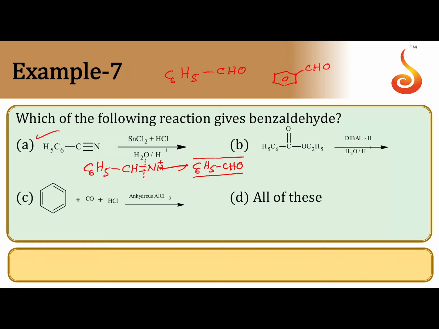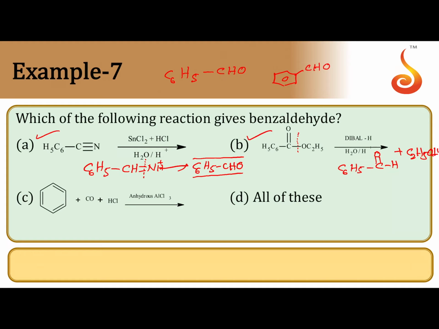So A gives benzaldehyde. Next one, this is an ester, ethyl benzoate, reduction of ester with DIBAL-H. Reduction takes place. C6H5CHO is the product. Then the other one is C2H5OH. So B also can produce benzaldehyde. Whenever A and B both are correct, if the fourth option is all of these, there is no need to check the C option also.